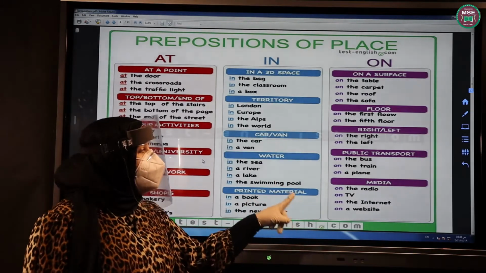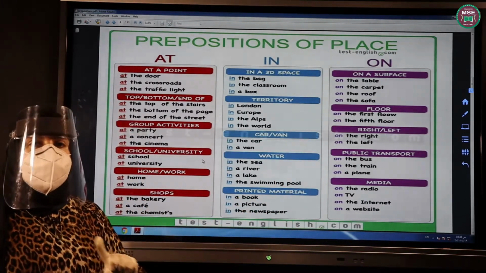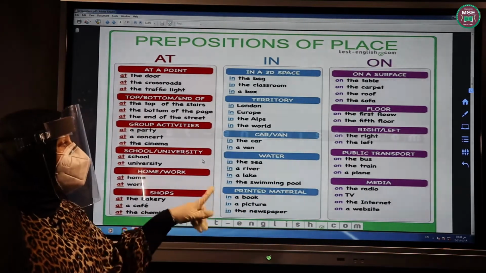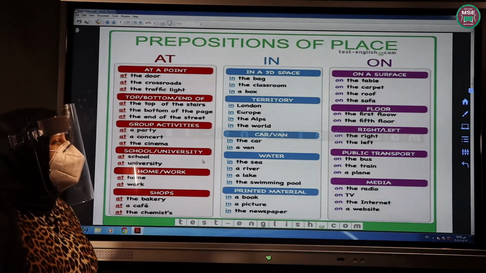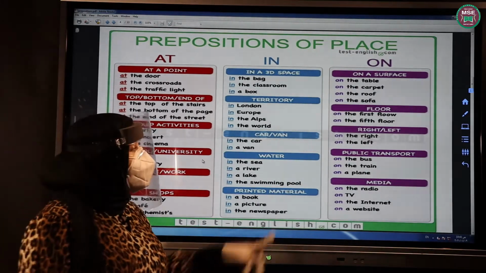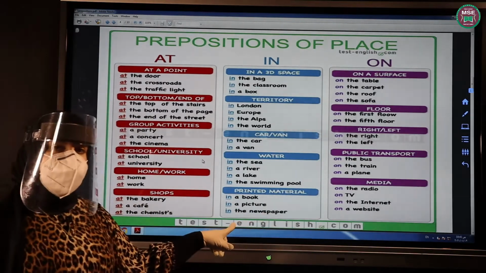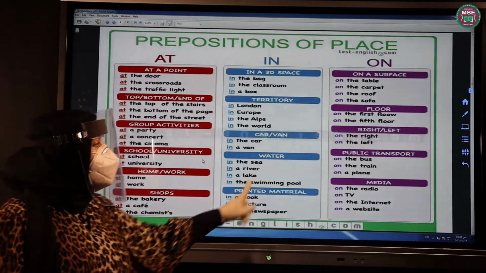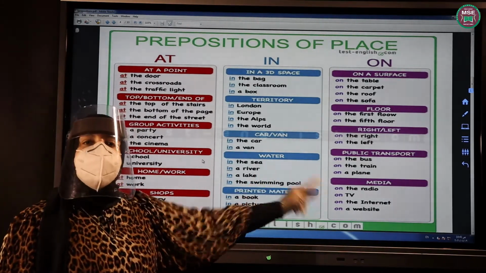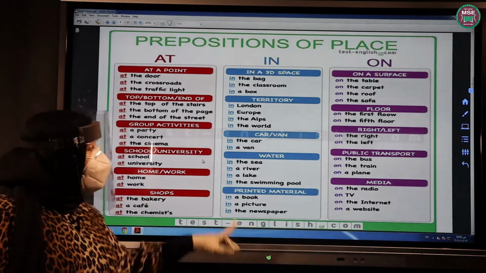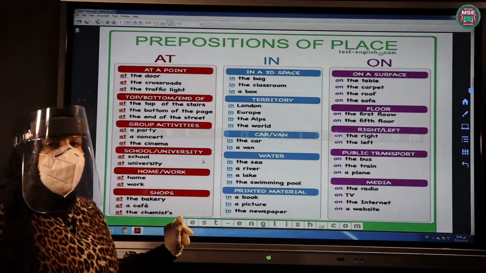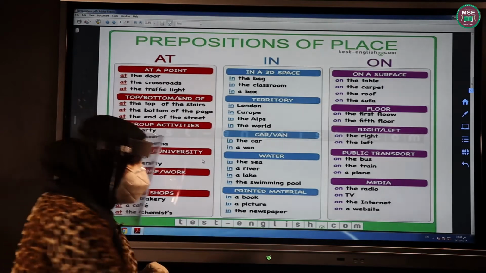Media. Media here, it means media that is not printed, like on the radio, on TV, on the internet, on a website. So I want you to focus on the difference between the printed material and media. Media here, it means that it's something not printed, whereas in, it's only used with printed material.